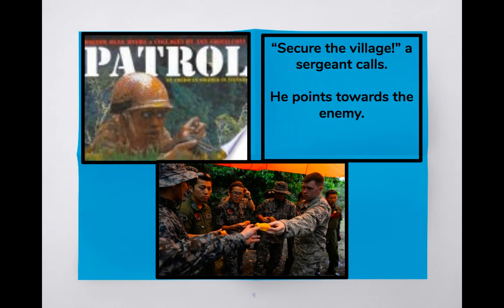So we talk about perspective in the book Patrol a lot, right? We talk about how "secure the village," a sergeant calls, and he points towards the enemy. His perspective is that he's just the soldier listening to different directions. What might the perspective of the enemy be? And also, the sergeant is a minor character in this story. So what might be the perspective of his own character?